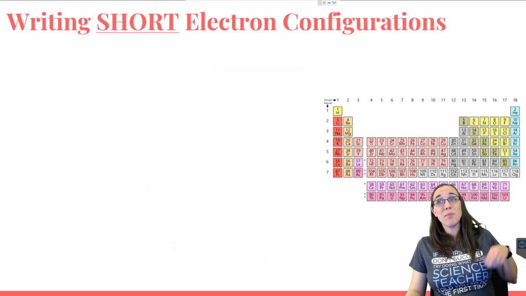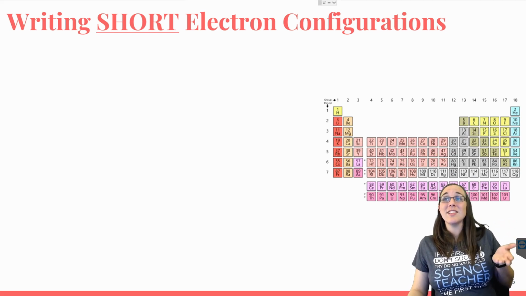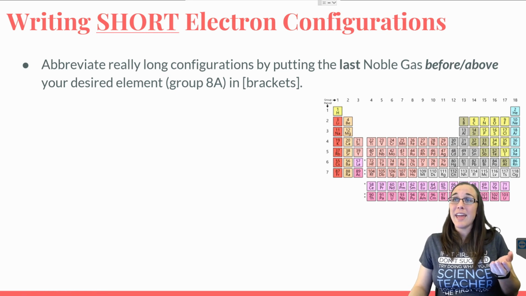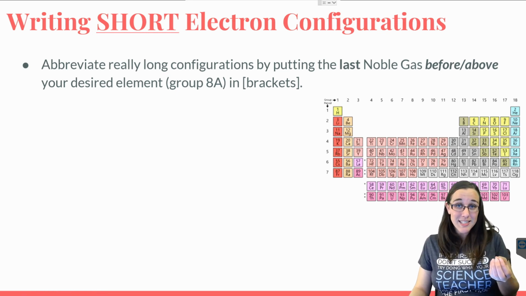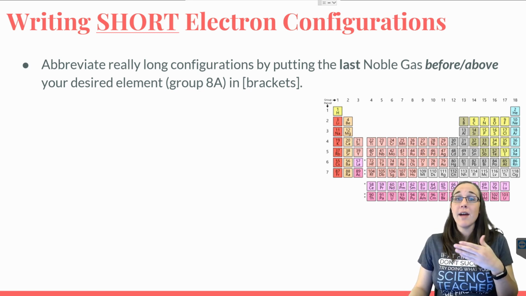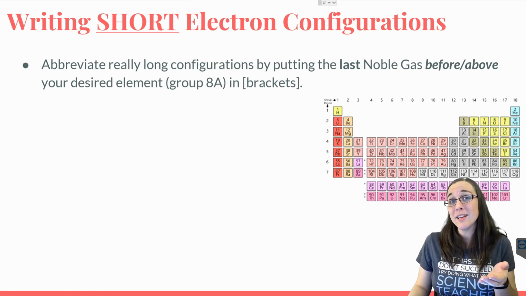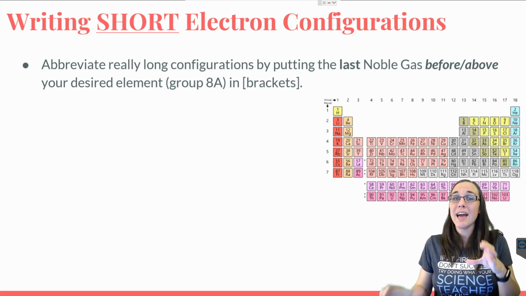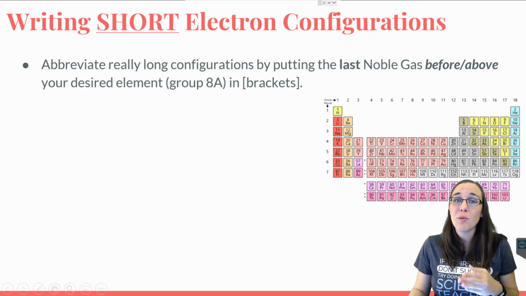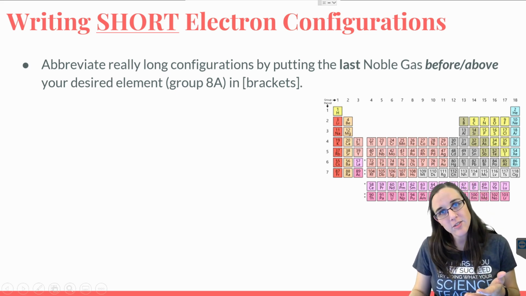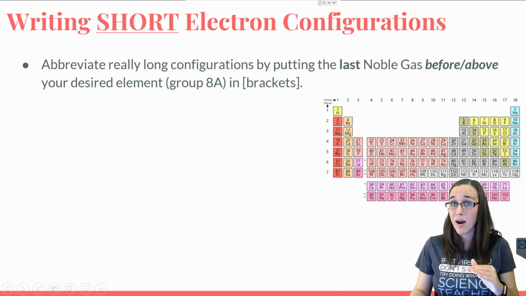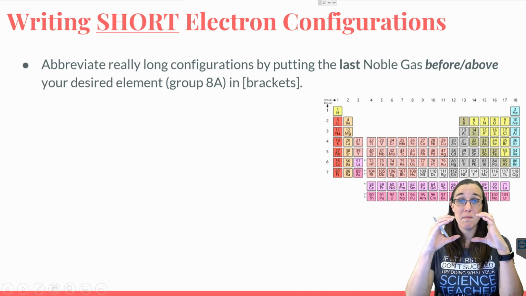Now, if you're kind of bored with the long electron configuration, there's a shortcut. There's an abbreviated version. You just have to locate your atom of interest and then figure out what the noble gas is before it. Whatever the noble gas is before your desired element, you're going to put that in brackets as the first thing, as opposed to starting with 1s. So for the short electron configurations, you are not necessarily starting with 1s anymore. You are starting with a noble gas in brackets.